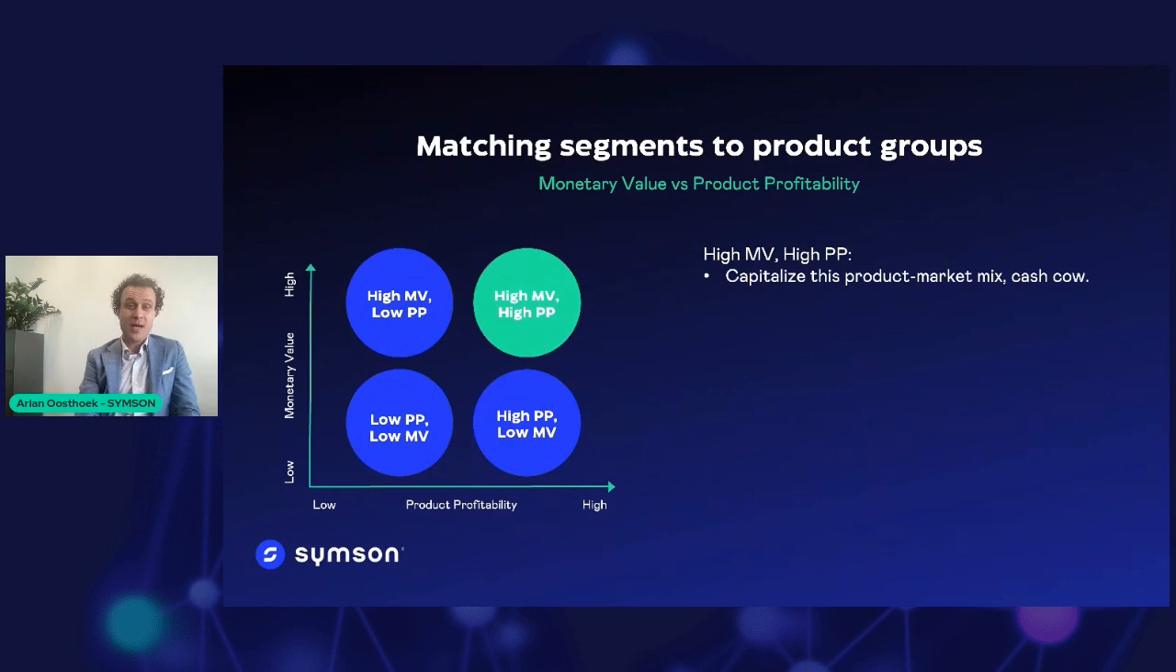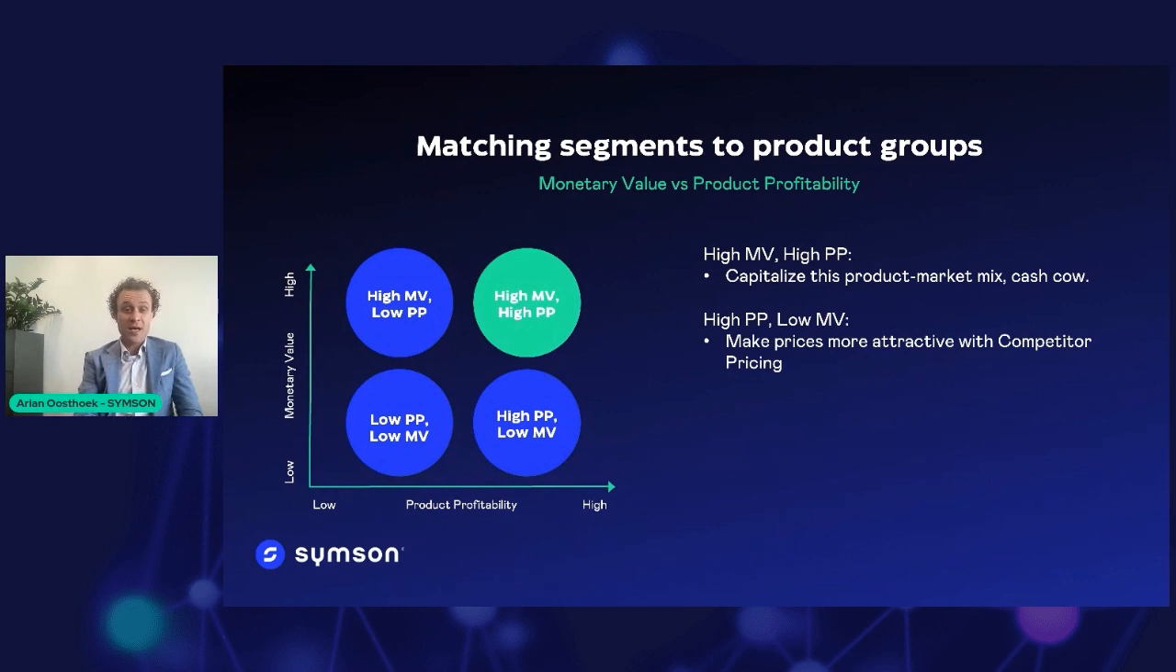So of course, when we have the highest monetary value, but also the highest product profitability, this is the most valuable part of the quadrant. And the strategy for this is that we can capitalize on this. So maybe a few fine-tunings are possible here, but it's mainly about maintaining the customers and the products in this quadrant. You can compare it with the cash cow quadrant of the BCG matrix.